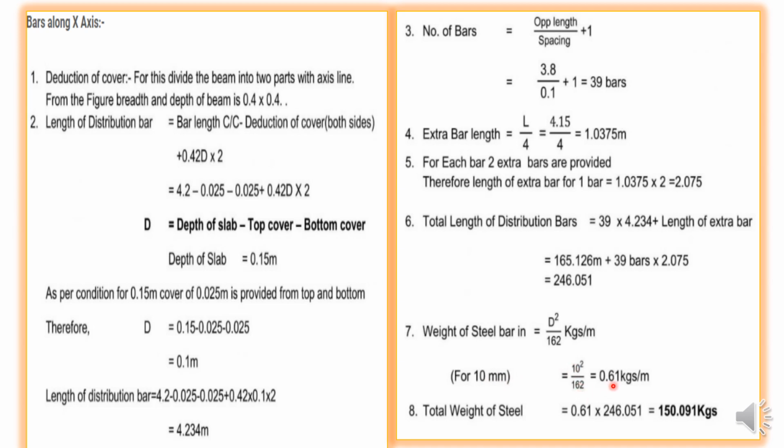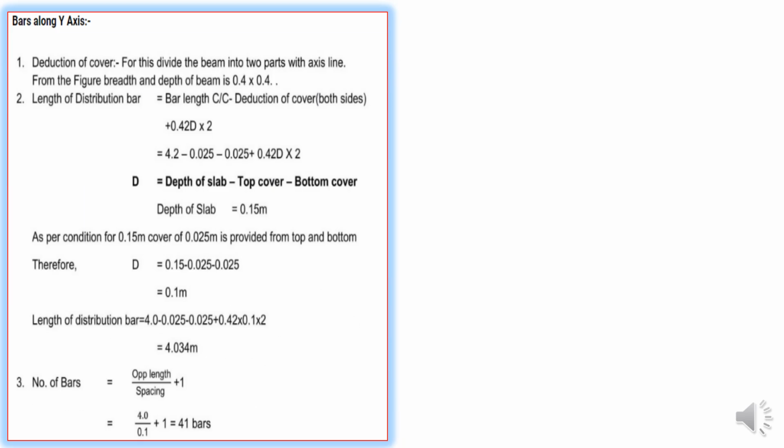246.045. Weight of the steel is equal to d square by 162 kgs per meter. For 10 mm, 10 square divided by 162 is equal to 0.61 kgs per meter. Total weight of the steel is equal to 0.61 into 248.051, which is equal to 150.091 kg. Bars along the y-axis.